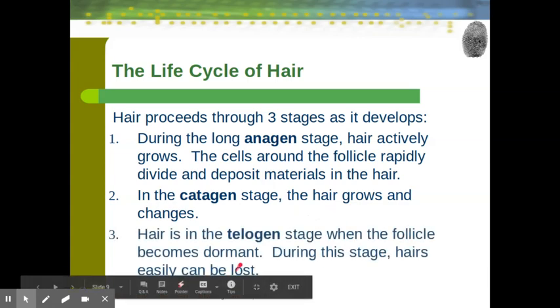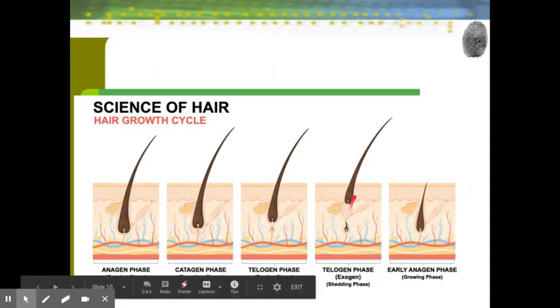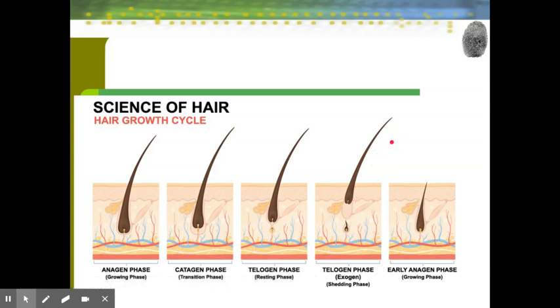And then the telogen stage, where the follicle becomes dormant, and this is where hairs are lost. Now they're sort of calling that the exogen phase, where the hair is falling out. So when you get out of the shower and there's all that hair in the hopefully hair catcher in your drain, those are these telogen phase, exogen phase hairs that are just falling out naturally.